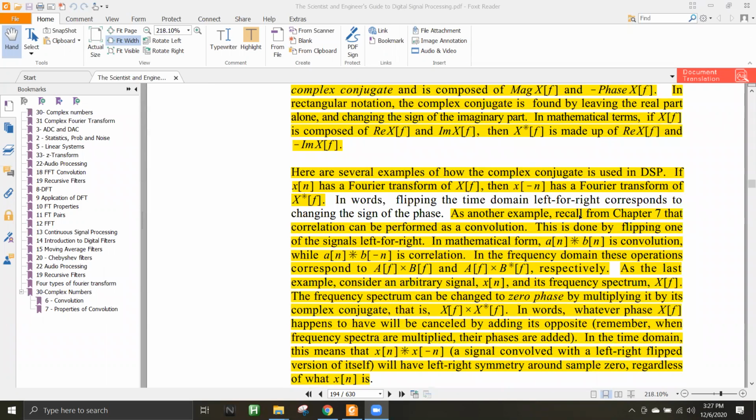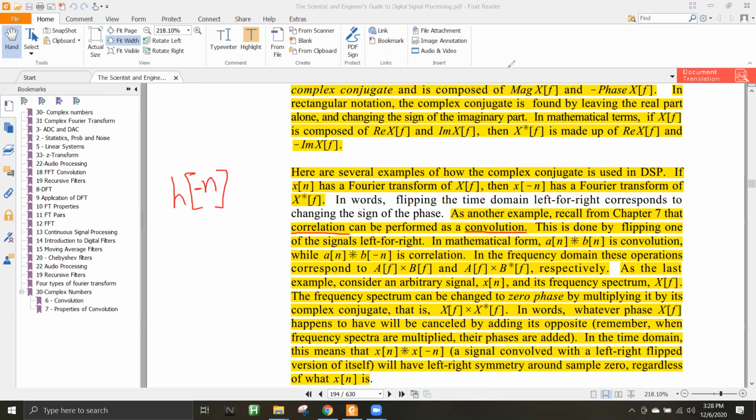As another example, we can remember the correlation, which can be obtained by the same algorithm as convolution. Only in this case, in case of correlation, what is different from convolution? That is, we do not flip the h, right? In case of convolution, we flip h, but in case of correlation, we perform convolution with h[-n]. That means we pre-flip it so that when convolution flips it again, it becomes the original h.